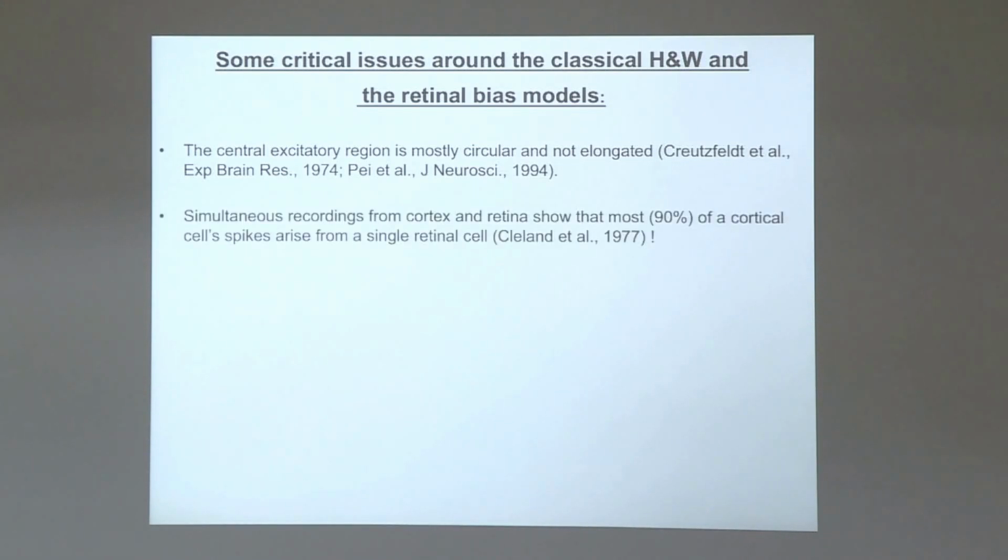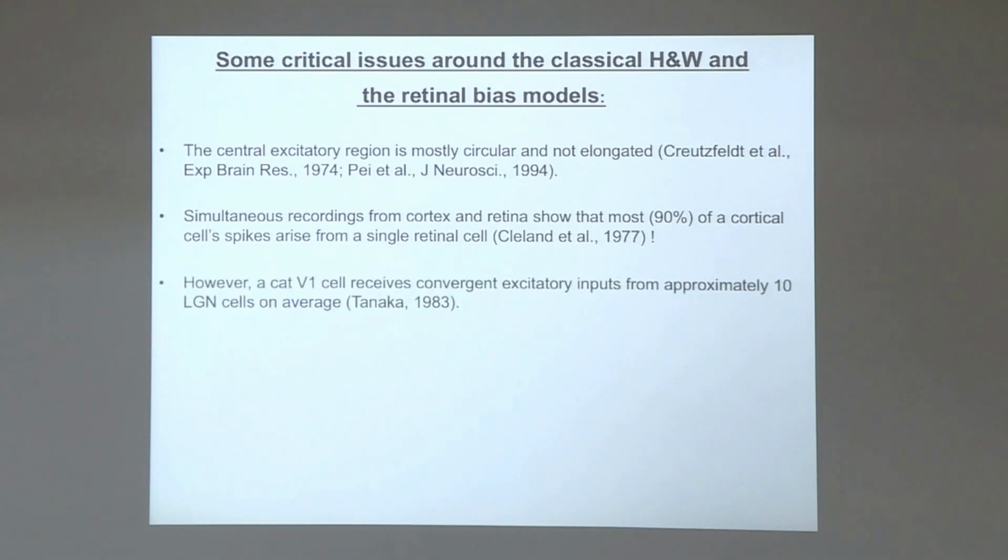And then, this is quite a formidable experiment that people did: Brian Cleland, Barry Lee, and Nora Kreuzfeld did that. They managed to record from a cortical cell and a retinal cell simultaneously, and managed to find in the retina the cells which project to cortex. And they found that if they found a match, almost 90% on average, but 90% of the spikes of a cortical cell arise from a single retinal cell. So that is quite a challenge to the Hubel and Wiesel model. It arises from one retinal cell in the cat.